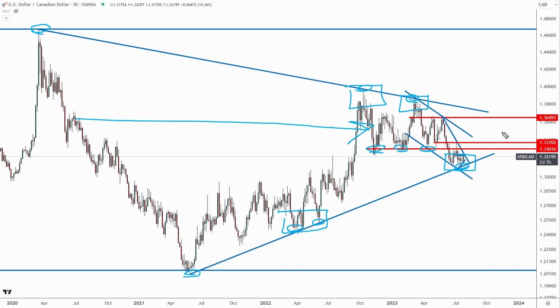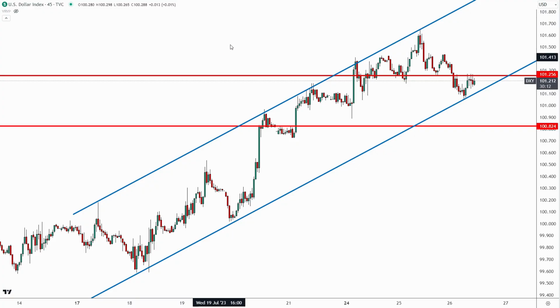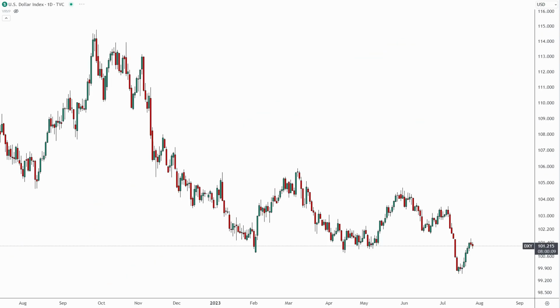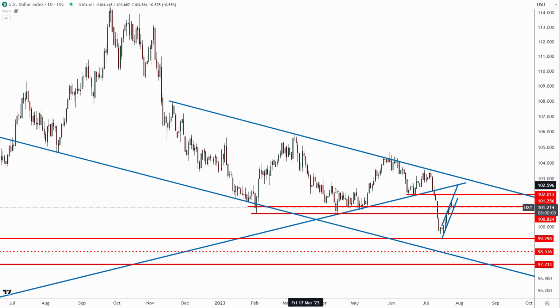Now, before we go, no analysis on the dollar CAD would be complete without looking at the DXY, the US dollar index. So let's take a look at that quickly here. What you're going to notice is that the market is trading within this descending channel. I've talked about this recently, and we've also talked about this a lot in the members community.